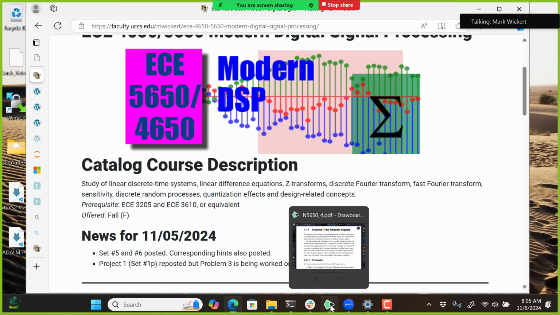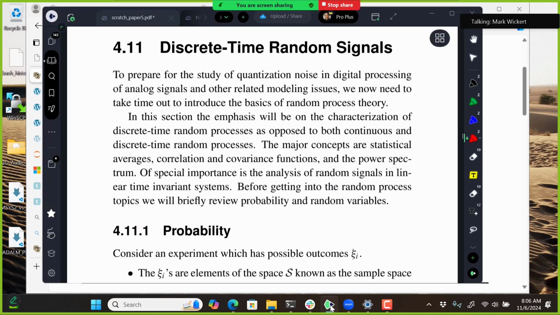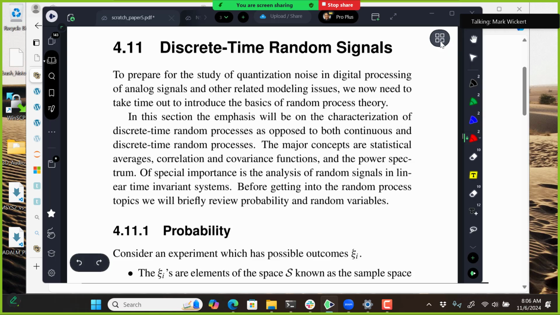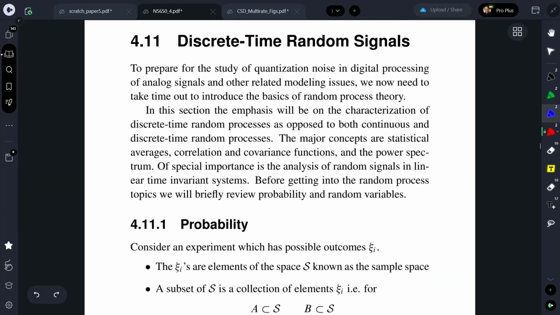So with that said, I'm going to jump over and get ready to start the lecture formally here. I'm going to expand the full screen here in my PDF viewer and just get going.